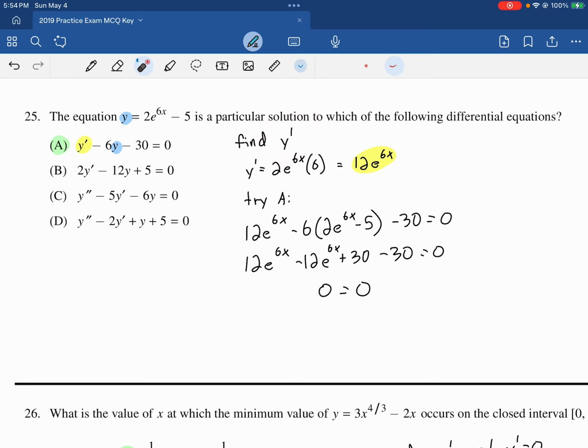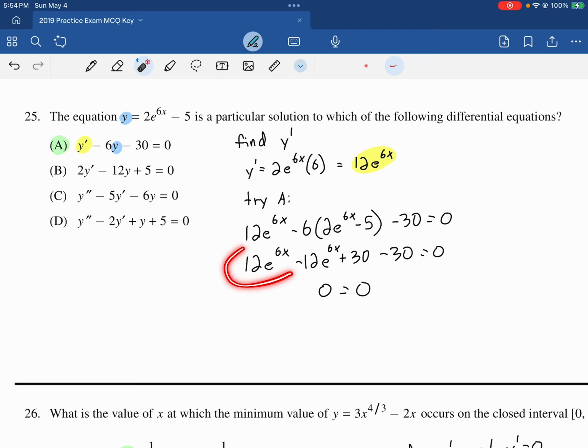So I take the derivative of both sides to find y prime. It comes out to being 12e to the 6x, and then I just try this one out, where in y prime, I plug in my y prime that I found. For y, I plug in the y that was given, and just see if it works. And you hope that the question writer had maybe one of the first ones you try working. It ends up that A just works here.